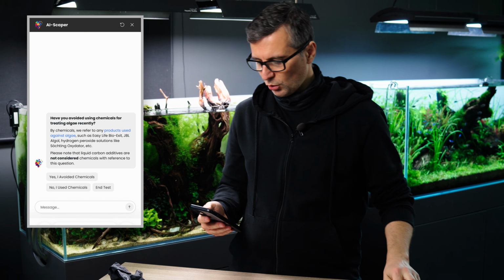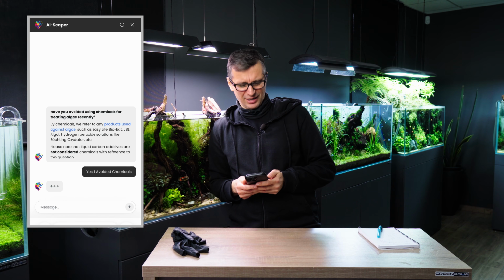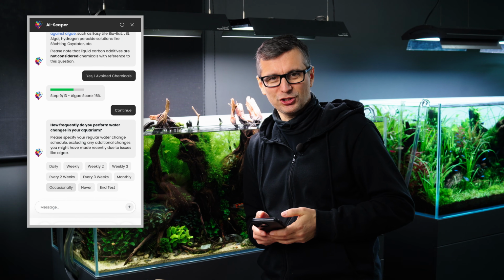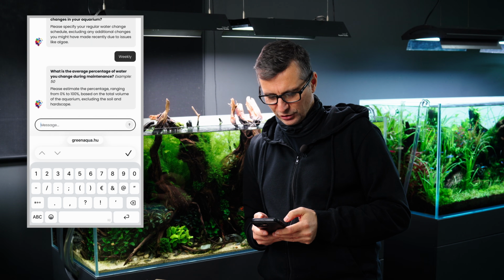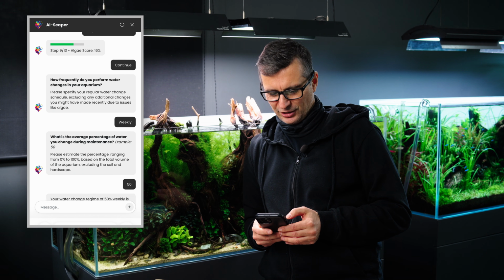Next question, did you avoid using chemicals to treat algae? I use chemicals. I hate this answer again. How frequently do you perform water changes in this aquarium? Weekly. What is the average percentage of water change during maintenance? 50. It's adequate. I know it is.